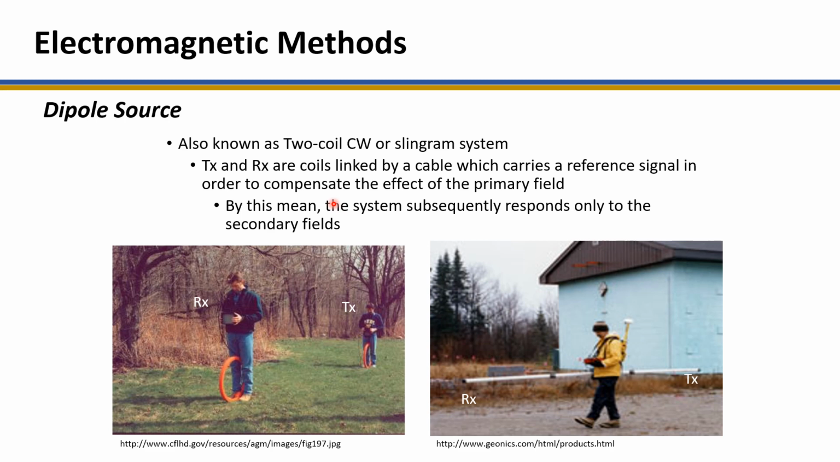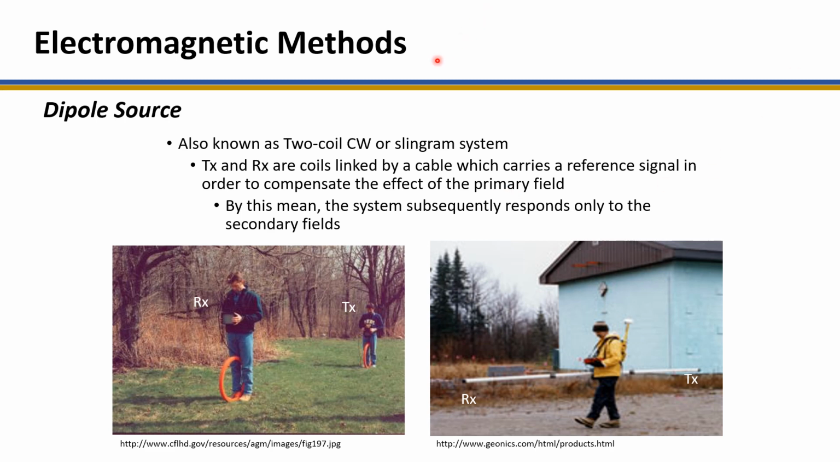Now let's have a look at the dipole source first. This dipole source is also known as two coil CW or slingram system. A dipole source is a type of electromagnetic source that consists of two coils that are connected by a cable. The coils are typically placed close together and the cable carries a reference signal. The reference signal is used to compensate for the effects of the primary field, which is the electromagnetic field generated by the transmitter coil.